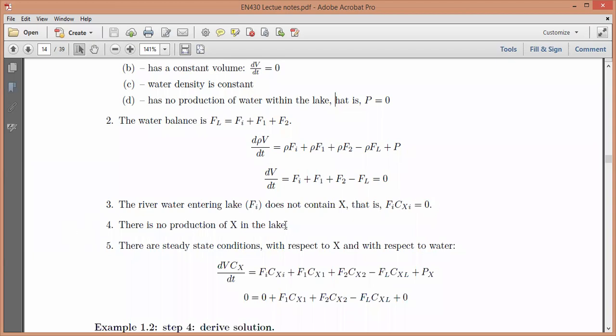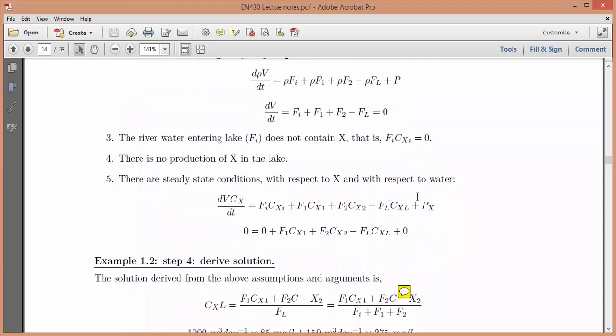There's no production of X in the lake. And there are steady state conditions with respect to X and with respect to water. So we have those equations there. Okay. Then steady state conditions means that change of volume times X over change in time will also give us what? 0. Okay, so 0 will be equal to, we said already this is giving us 0 because there is no pollutant X in the river, sorry, coming in from the river.